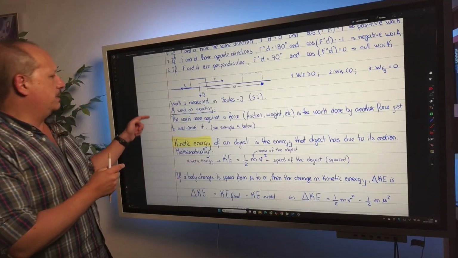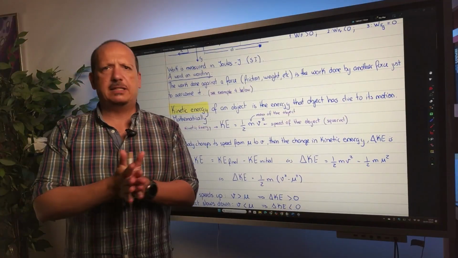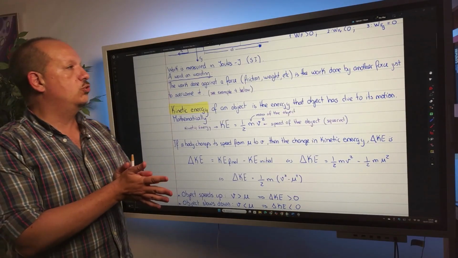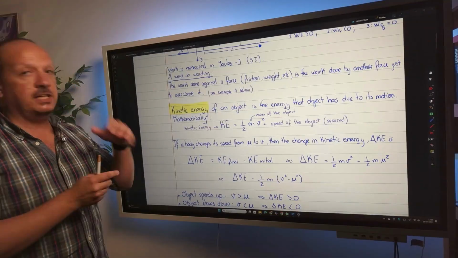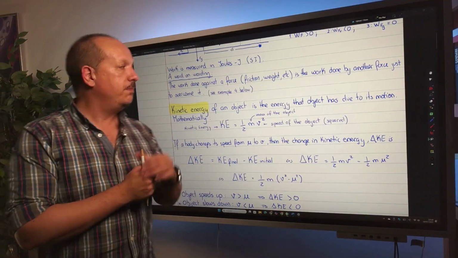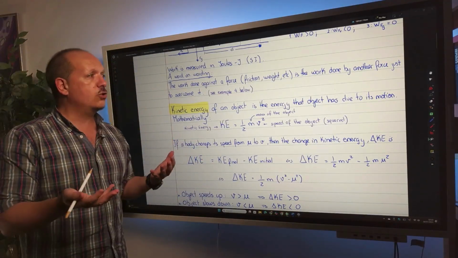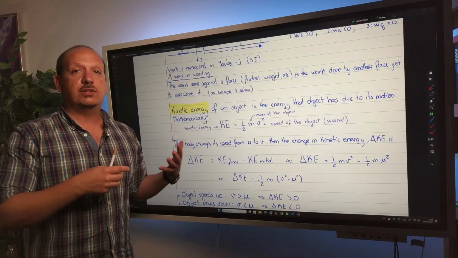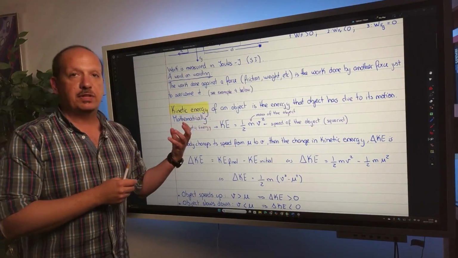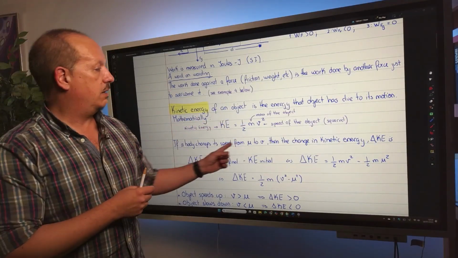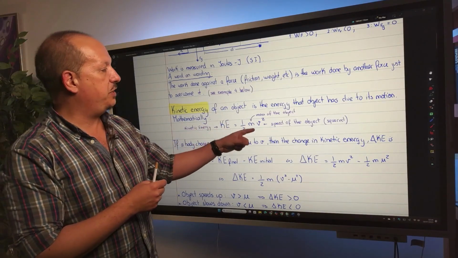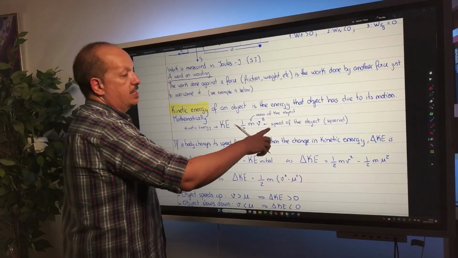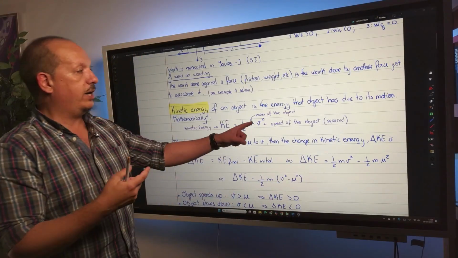Let's now talk a little bit about kinetic energy. I bet that you already know this. Kinetic energy of an object is the energy that object has due to its motion. It needs to be moving in order to have kinetic energy. It needs to have a certain speed, and the object, being an object, needs to have a certain mass. And the value of the kinetic energy is given by this very famous equation, 1/2 m v squared, in which m is the mass of the object, v is the speed of the object, it is squared, okay?